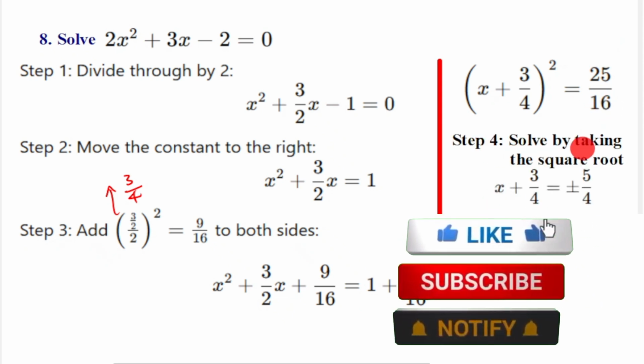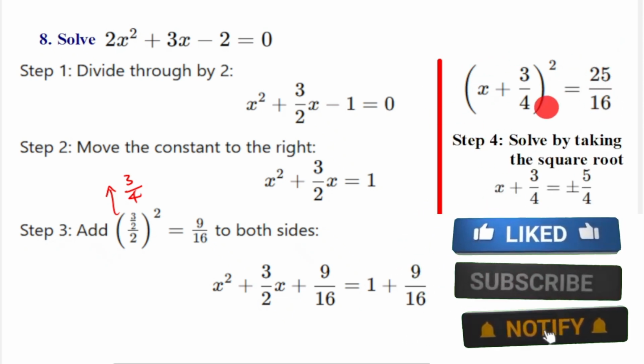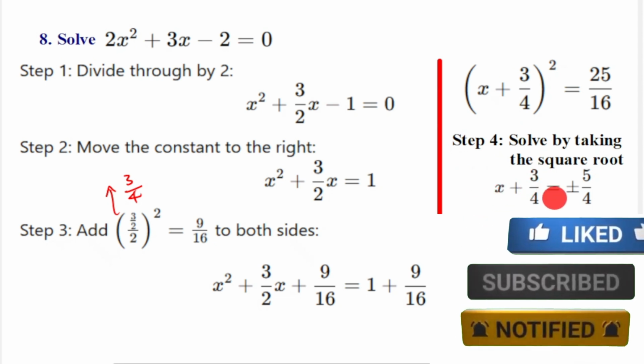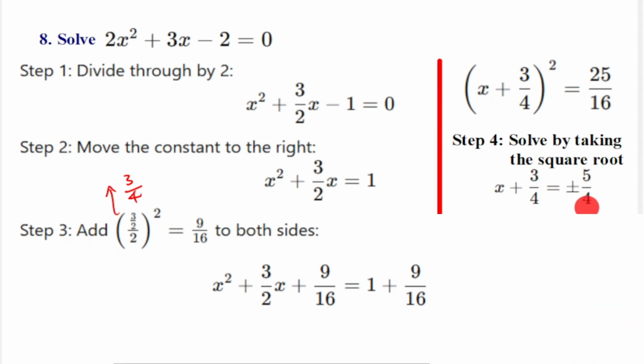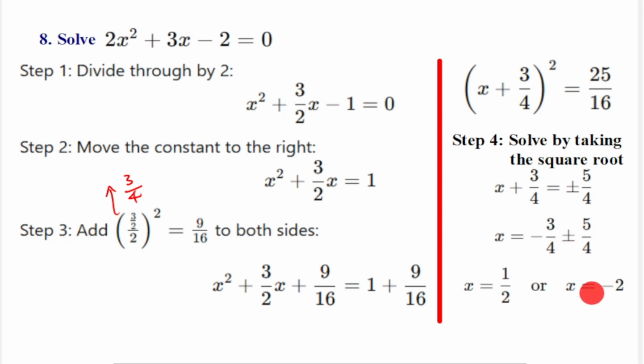Step 4, solve by taking the square root on both sides. You will get x + 3/4 = ±5/4. Solving for x, x = −3/4 ± 5/4. When we add, we get 1/2. And when we subtract, we get x = −2. Therefore, the solution set is −2 and 1/2.